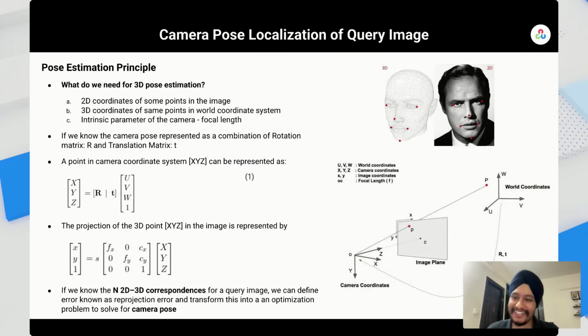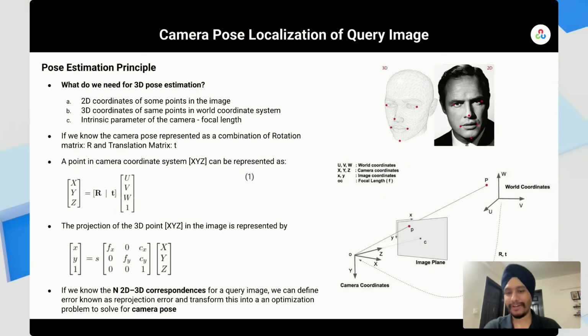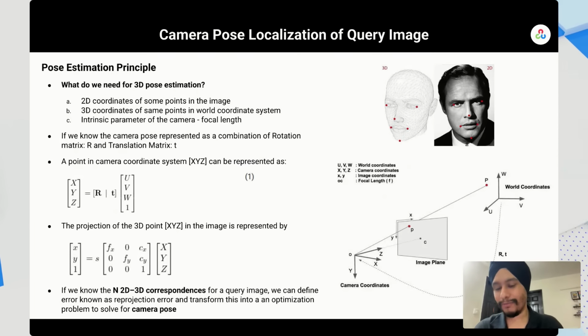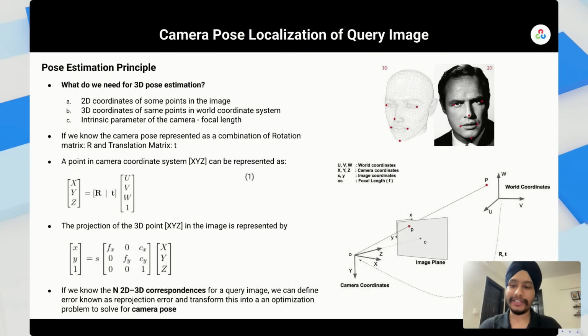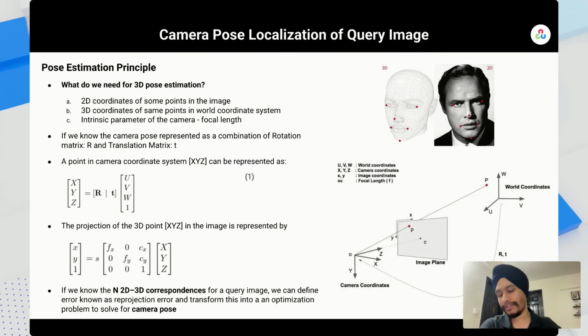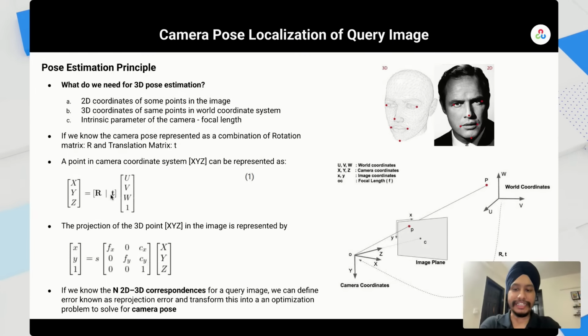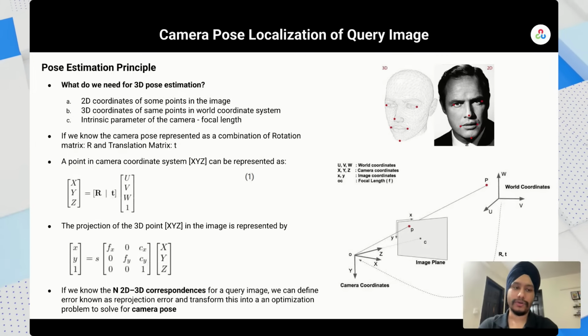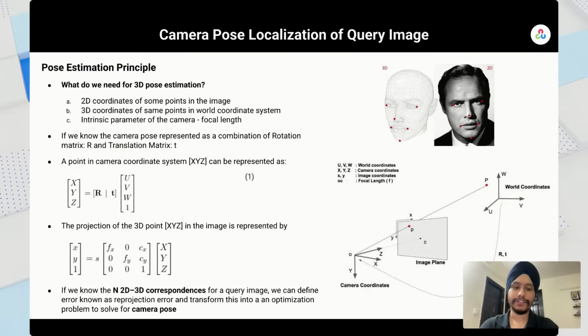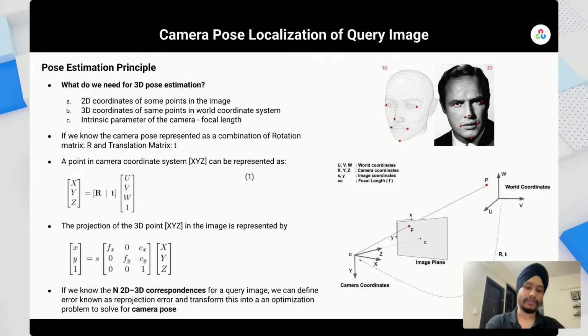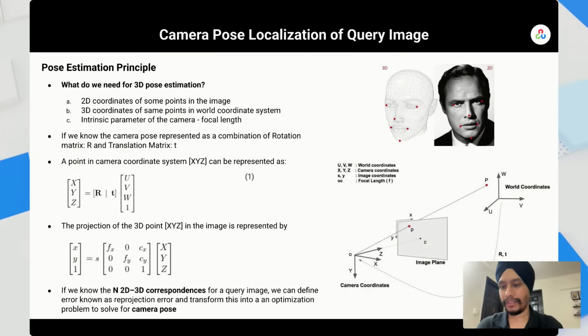Okay, so what we want to know is the camera pose. Camera pose is a combination of a rotation and a translation matrix. In theory, it is mostly represented as R and T, which is also called the extrinsic camera matrix, which tells you about the pose or the location of the camera, right?